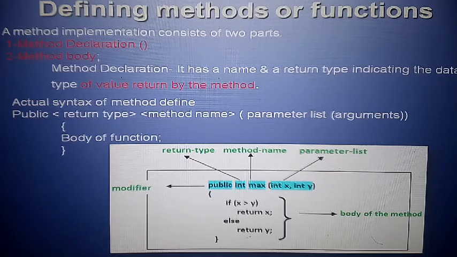And the modifier means the access specifier, like public, private, protected. Okay, after that the body. So the if condition here compares the two values. In that case, if x is greater, then return the x value, else if y is greater, return the y value. So this is the body, it means the operation.